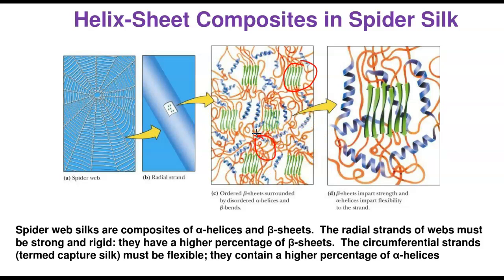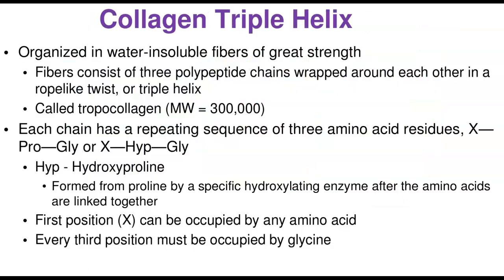So most times it's a mixture, and each of them has something to offer. The beta sheets tend to be very tough and strong, whereas the alpha helix offers flexibility. The combination of these two makes the spider web very dangerous. That is why the spider web can be used to enslave other smaller insects.